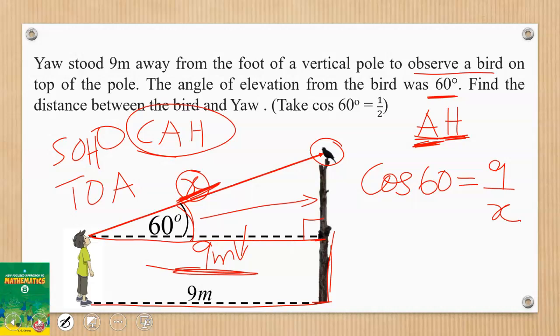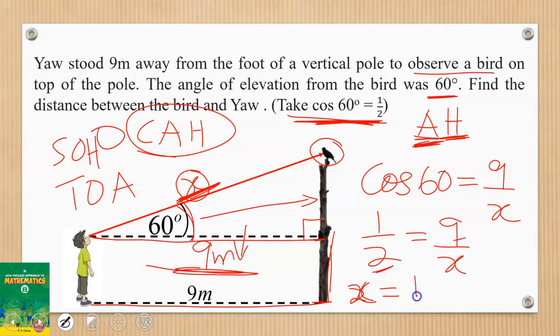So we want to make x the subject. Now the question said we should consider cos 60 as half. So I can put half in place of cos 60, and then simplify this way. With the help of our simple algebraic work, we can do cross multiplication here. We can have x equals 2 times 9, which is 18. And so our x is 18.